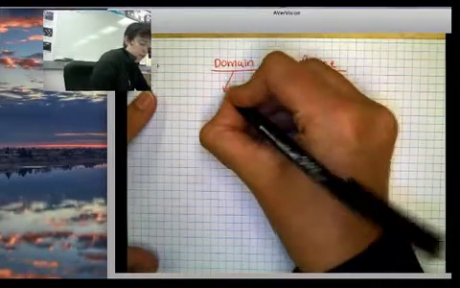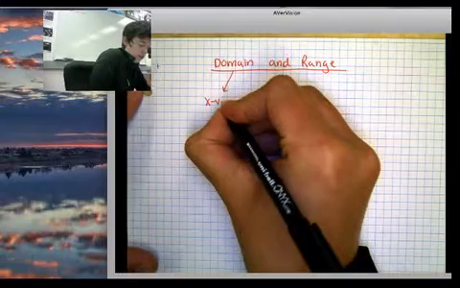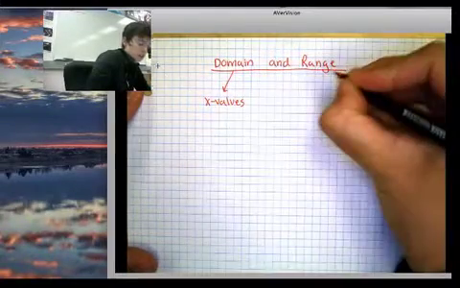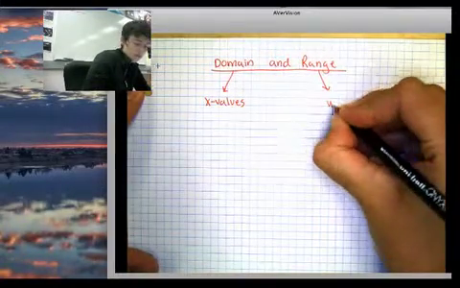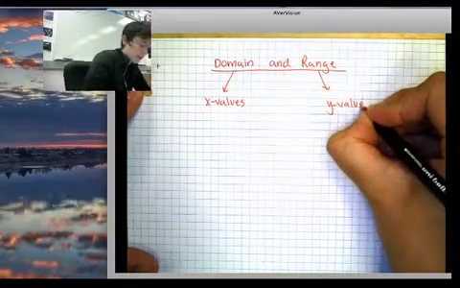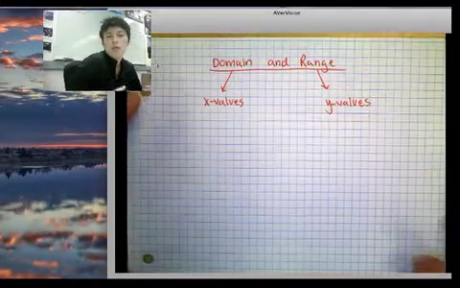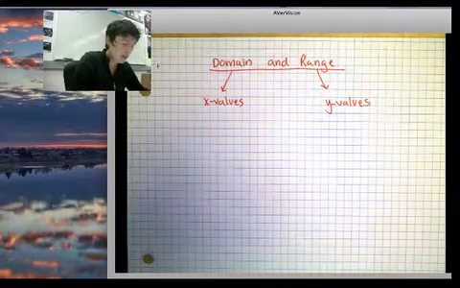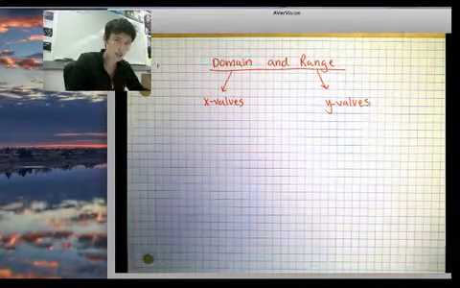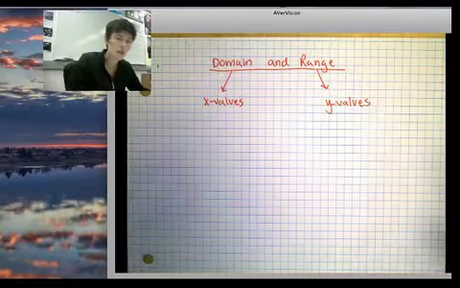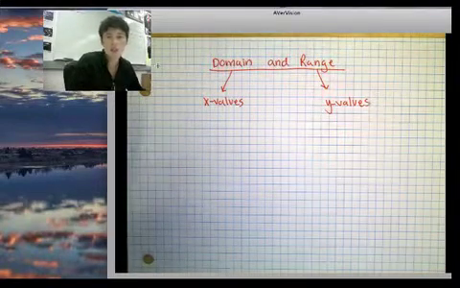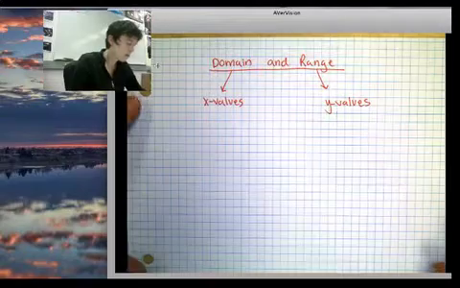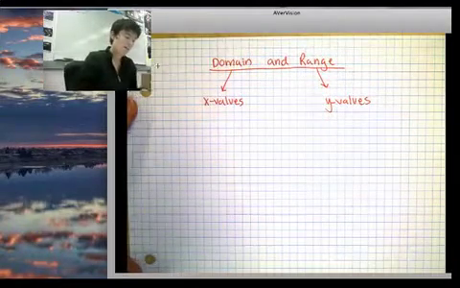So here's what we know. Domain is referring to all the x values of a function, and range refers to all the y values. And we want to be able to describe the x values and describe the y values. There's more than one way we can do this. We can do it using inequalities, and we can do it using interval notation. So we're going to talk about that a little bit.